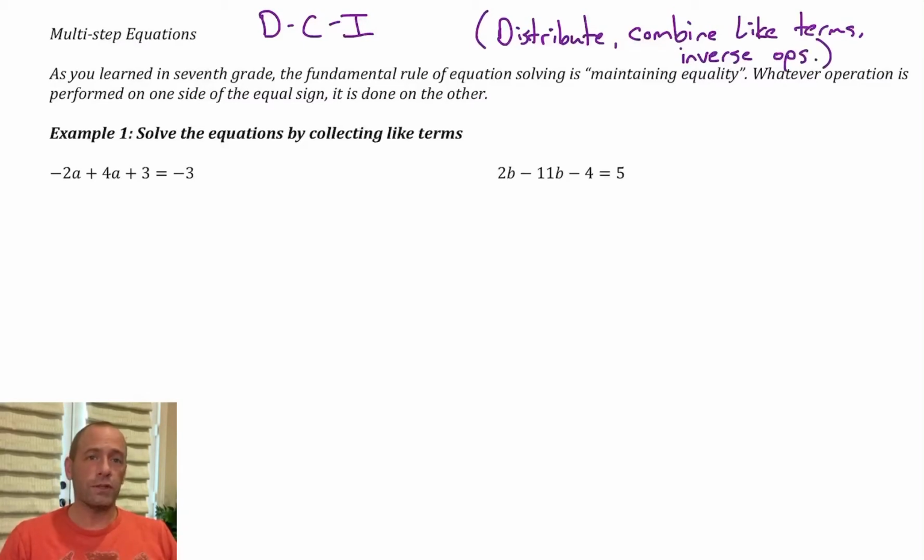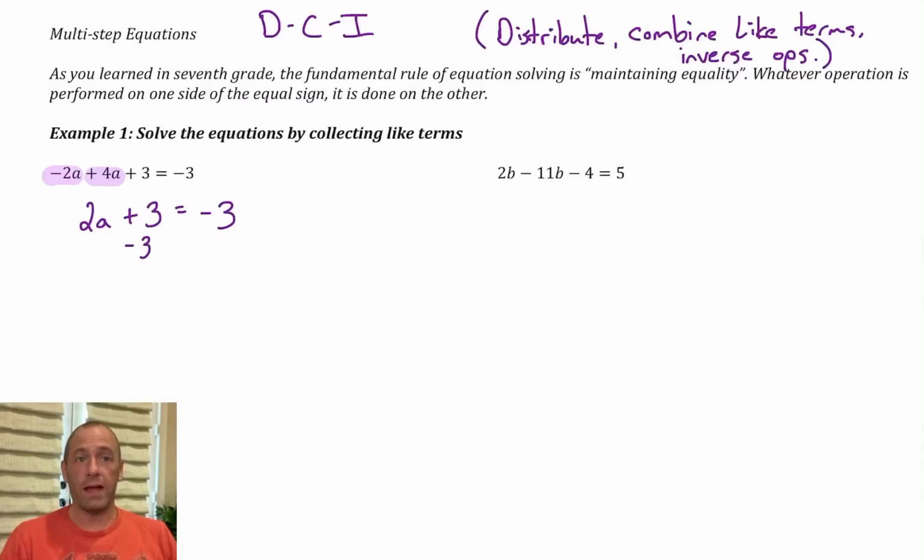So in this first example, I don't even have any brackets, so I don't have to use the distributive property. However, I do have some like terms. I see I've got a negative 2a and I've got a positive 4a. Those can be combined. Negative 2 plus 4 would give you 2a's, plus 3 equals negative 3. So I can't do anything more on the left. Those are unlike terms, so I'm going to use inverse operations.